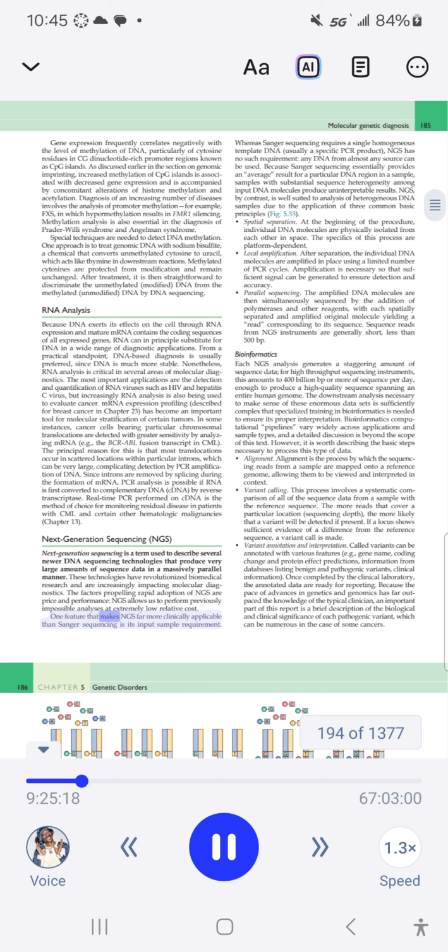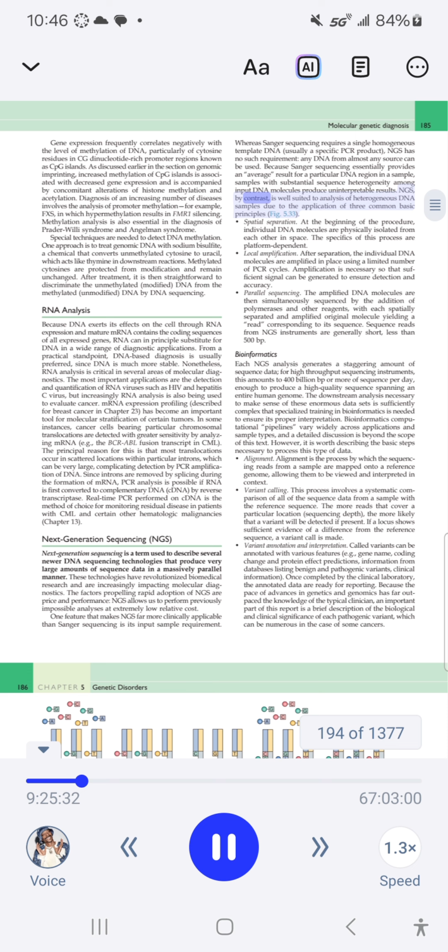One feature that makes NGS far more clinically applicable than Sanger sequencing is its input sample requirement. Whereas Sanger sequencing requires a single homogeneous template DNA, usually a specific PCR product, NGS has no such requirement. Any DNA from almost any source can be used. Because Sanger sequencing essentially provides an average result for a particular DNA region in a sample, samples with substantial sequence heterogeneity among input DNA molecules produce uninterpretable results.